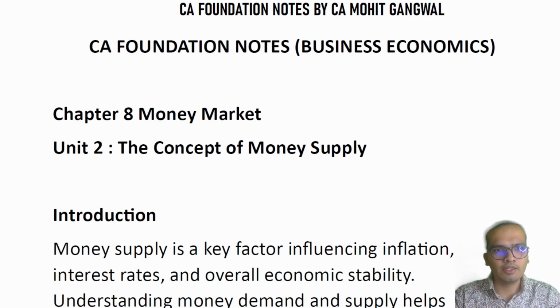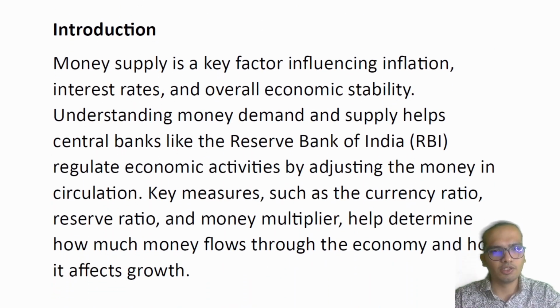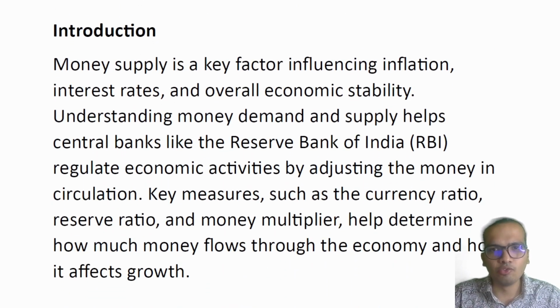So today we are covering chapter 8, money market, in which we will be covering unit 2, that is the concept of money supply. So here is the introduction for it. Money supply is a key factor influencing inflation, interest rates, and overall economic stability. Understanding money demand and supply helps central banks like the RBI, Reserve Bank of India, to regulate economic activities by adjusting the money in circulation. Key measures such as currency ratio, reserve ratio, and money multiplier help determine how much money flows through the economy and how it affects growth.